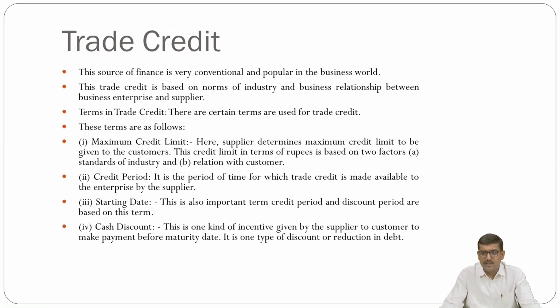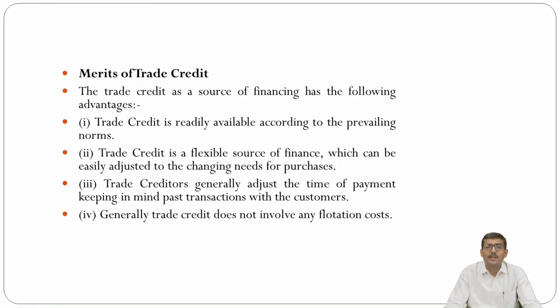So these are the common terms. The cash discount is a kind of incentive given by the supplier to the customer to make the payment before the maturity date. It is one type of discount or reduction in a debt. That means if you are charged 100 rupees MRP and the supplier gives you a 10% cash discount, then you pay just 90 rupees. So ultimately this will be treated as trade credit, and these are the different terms in trade credit. Next, move on to the merits of trade credit.